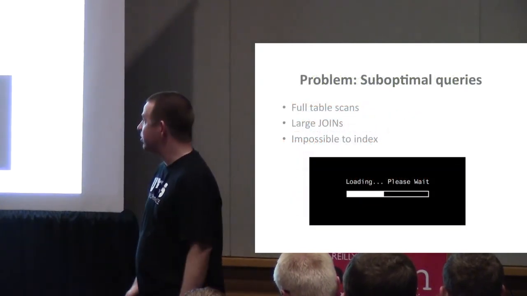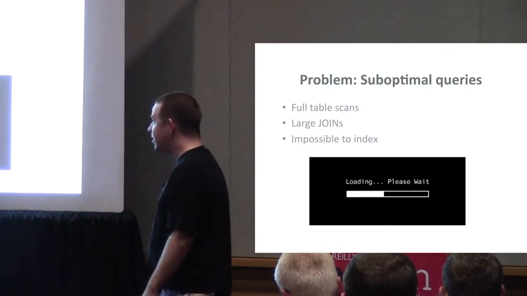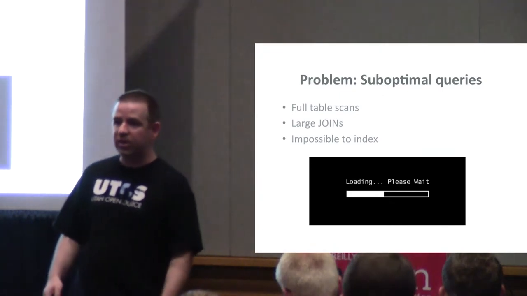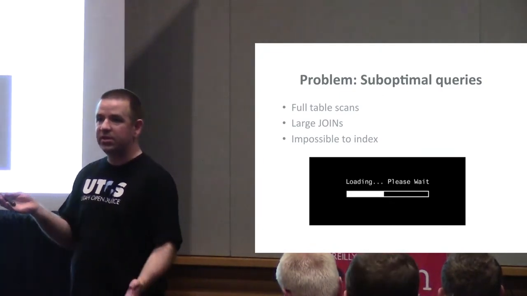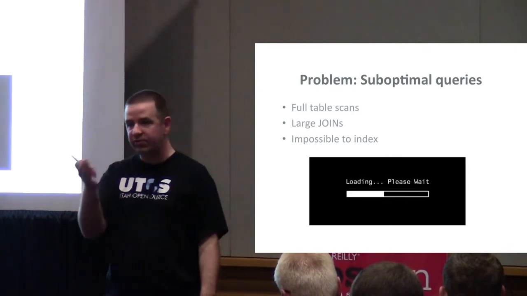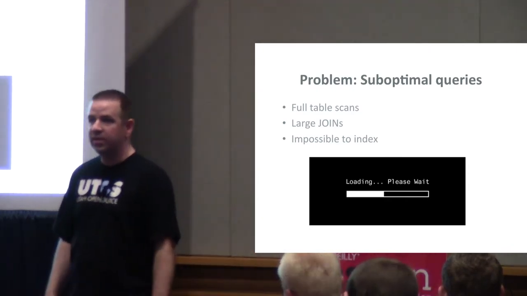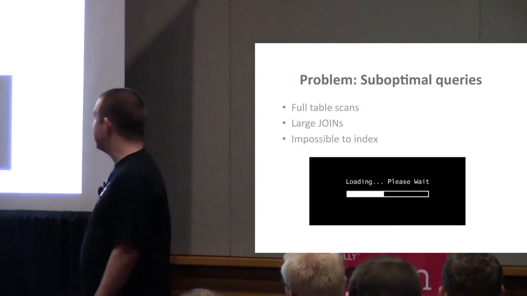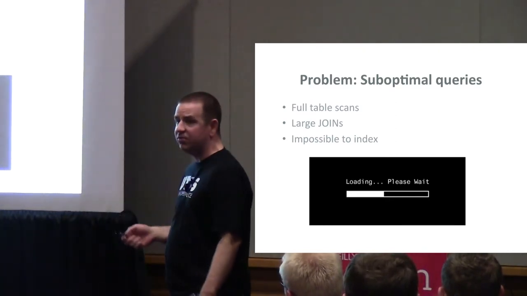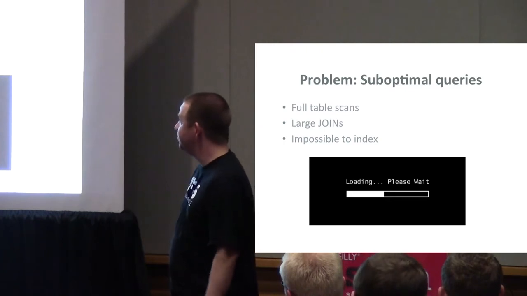So, suboptimal queries. Full table scans. A full table scan is when basically no index is used. That means that the database has to look at every single row in the table. Sometimes that's inevitable, but most of the time you should never see that.